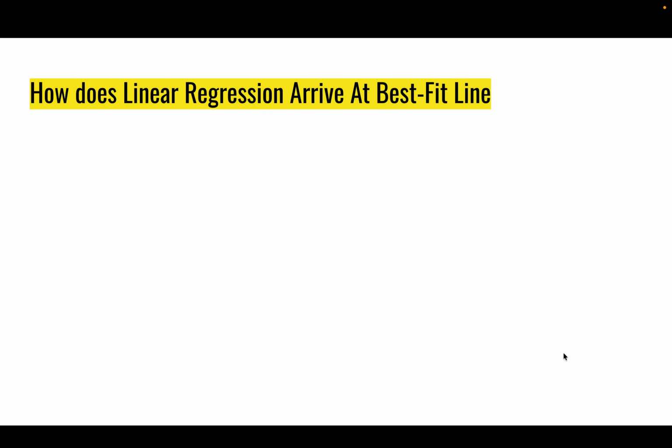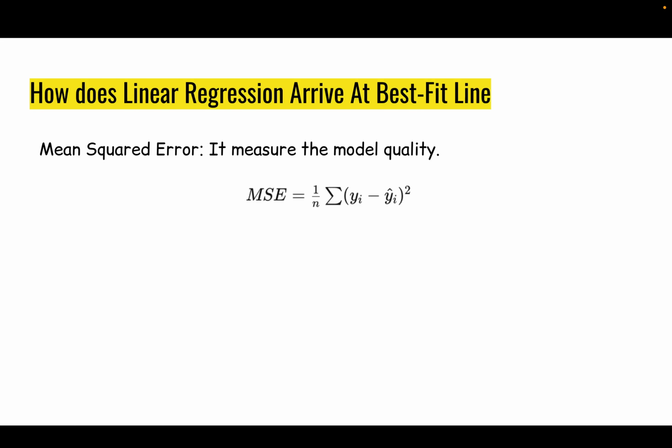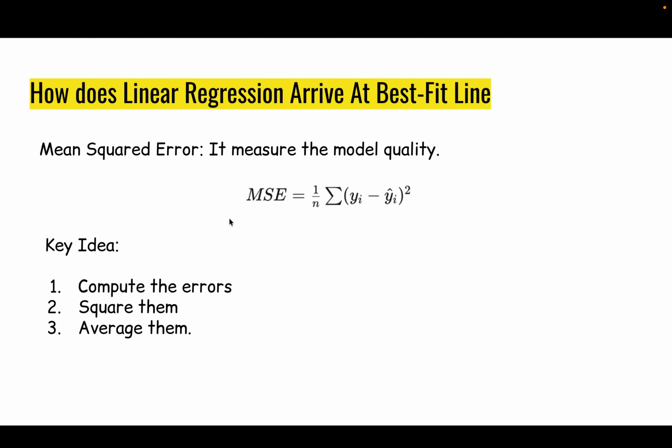So how does linear regression arrive at the best fit line? This is where we have to understand the concept of MSE, which is the measure of model quality. MSE is equal to 1 by n summation of the ground truth minus the predicted score, the whole square. It basically means we first compute the error by subtracting them, we square them, and then we average them. What we want from the MSE is a smaller value so that we get the best model.